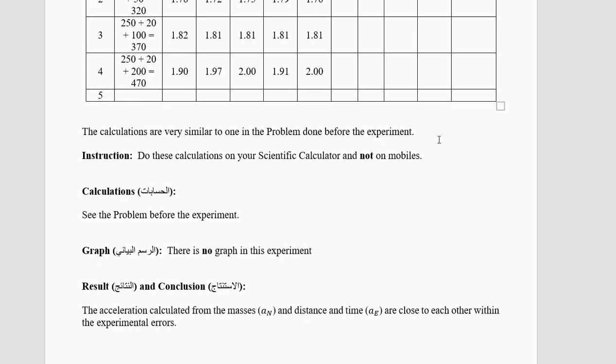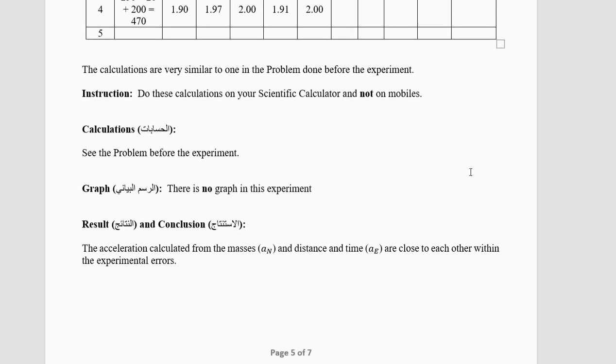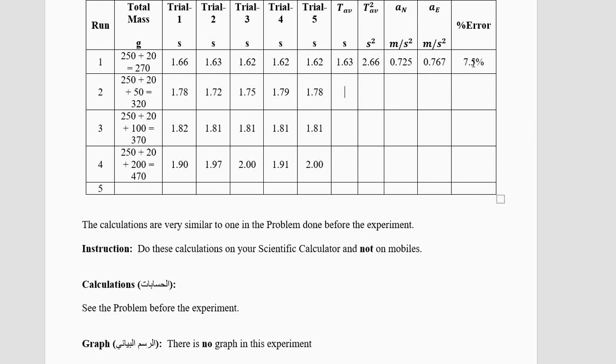Now the calculations are very similar to the experiment. What you have to do is go through this video and the video of your lab teacher. Do these three calculations, complete these calculations from this data and submit it to me. There is no graph. The percentage error will be something like 7.5% here. It will be some similar number here. Now just do the calculations and see. Whatever you get, you submit it.